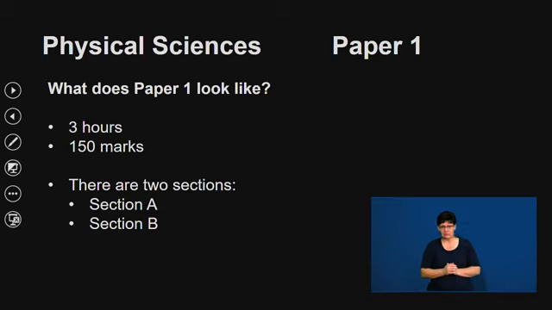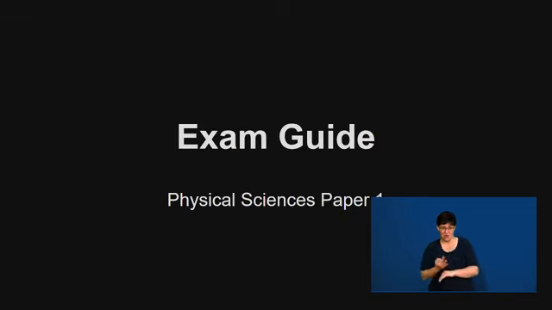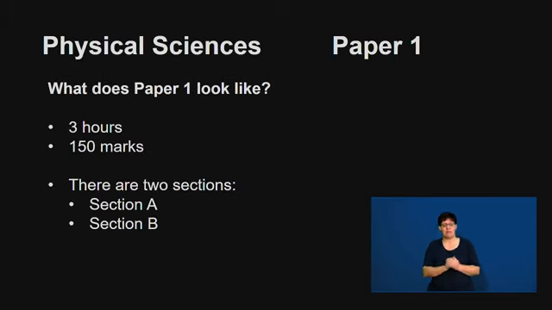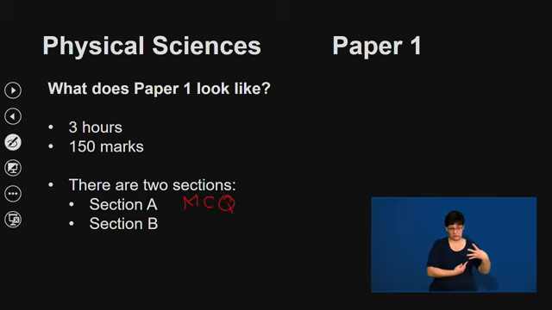Okay, the physical science paper 1, what exactly does the paper look like? The duration of the paper is 3 hours, which involves all the time for section A as well as section B. The total is 150 marks. The two sections that make up the paper are section A, based on multiple choice questions, where a lot needs to be done in terms of readiness and preparation, and section B, which are long or structured questions. So this is the layout of the paper.